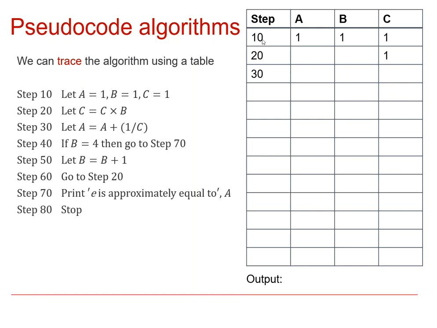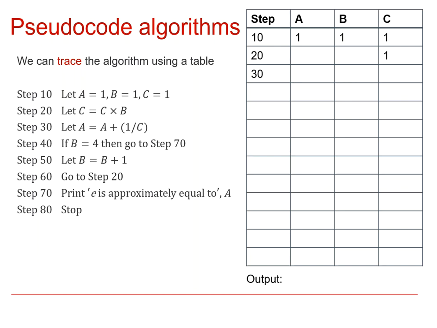Now the first three steps have been carried out for us. So step 10 is just giving them their initial values. Step 20, it says let C equals C times B. Well, at that stage C times B is just 1, so you're replacing a 1 with a 1, so not much has happened there, but it still is a step in the process.